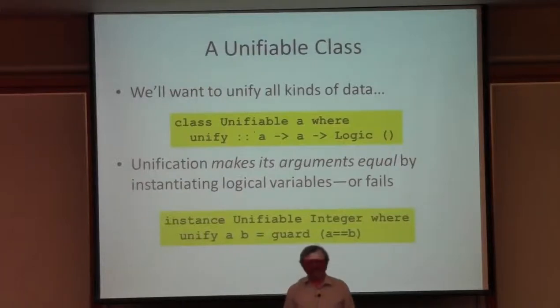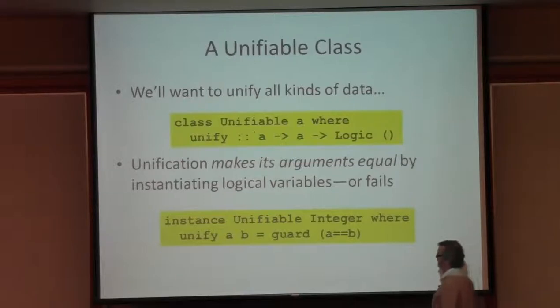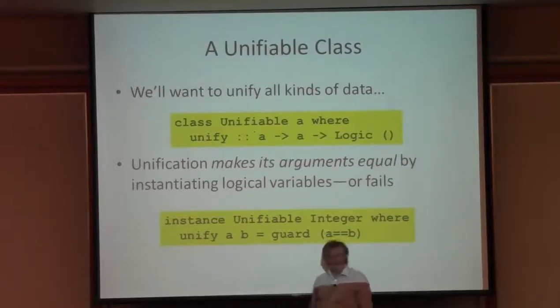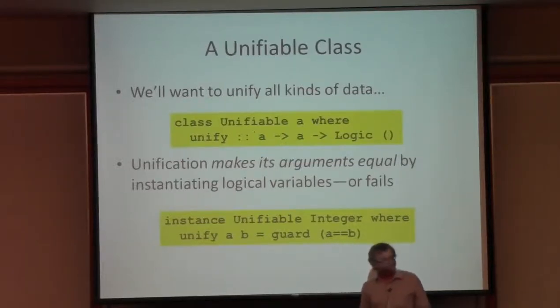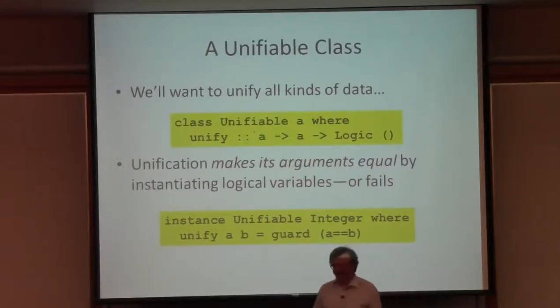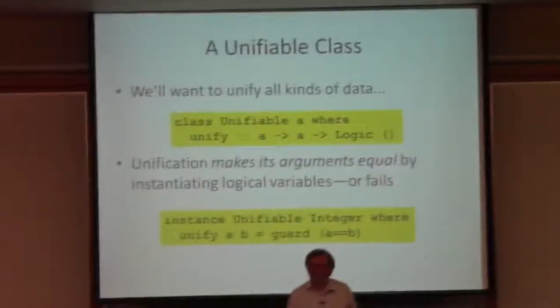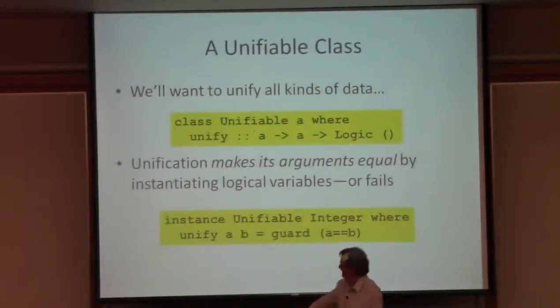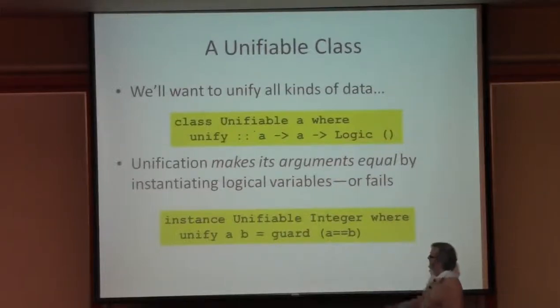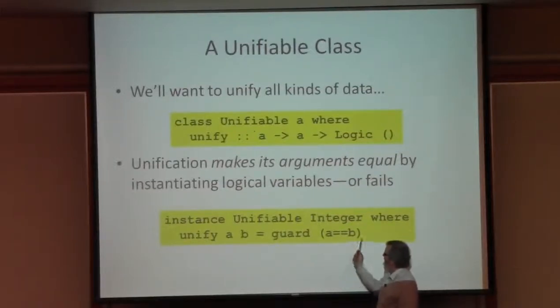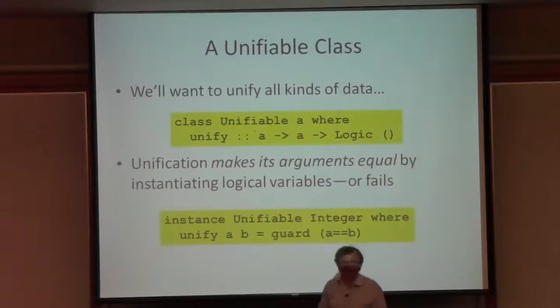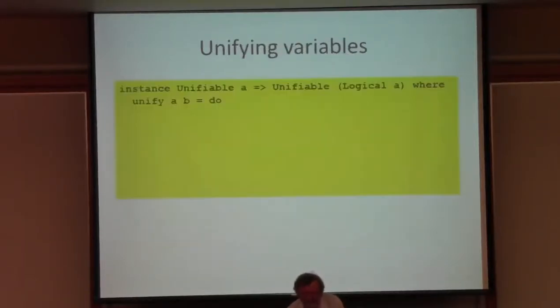Here's an instance for a simple type, integers. How do I unify two integers? Well, if they're the same, then unification doesn't have to do anything. If they're not, then instantiating logical variables is not going to help, because there aren't any variables in an integer. So in that case, I can just fail. So this is the right definition for the integer type. We just fail unless a and b are already equal. So that's a trivial example.